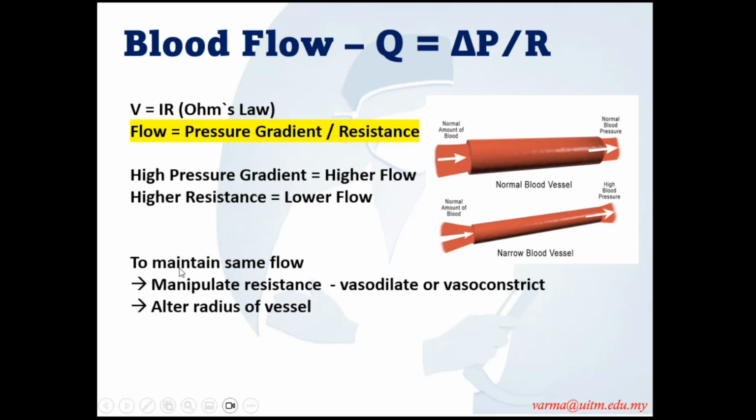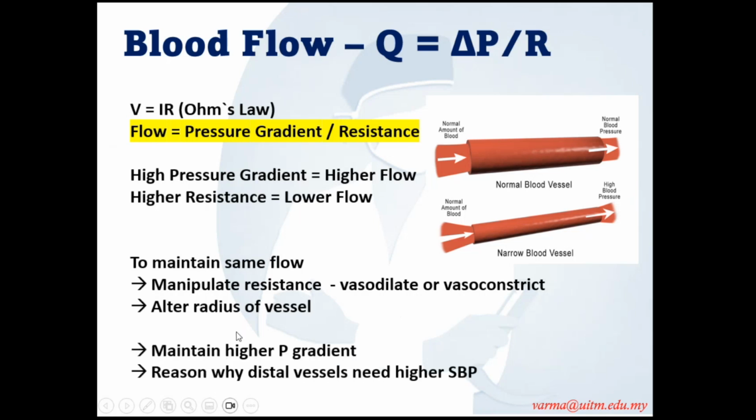So to maintain the same flow, let's say there is an increase in resistance or anything, how do we maintain the same flow? We have to manipulate the resistance: either you vasodilate or vasoconstrict, by altering the radius of the vessel. When you vasodilate, you increase the radius of the vessel, the resistance will drop and the flow will increase. Or we maintain a higher pressure gradient.